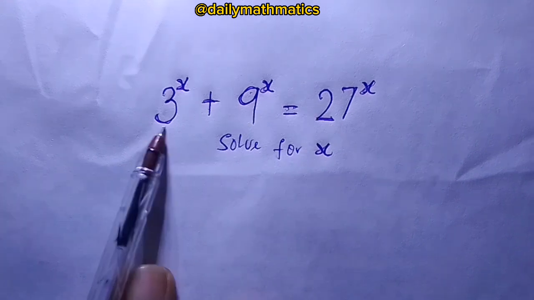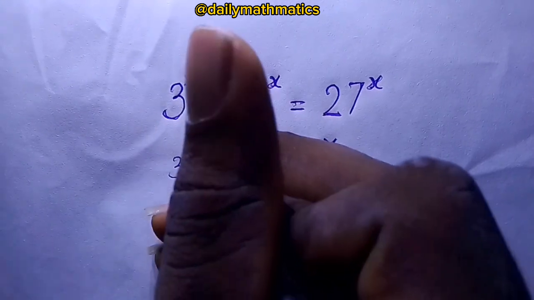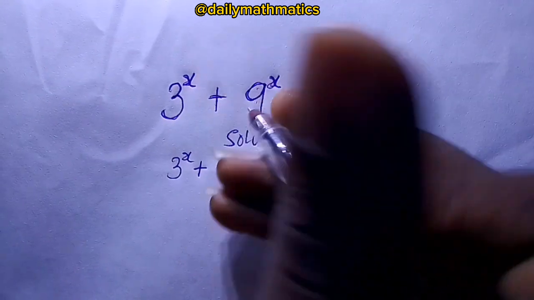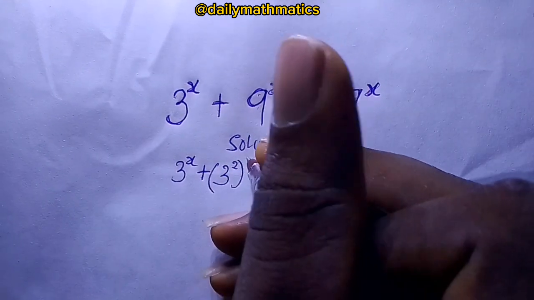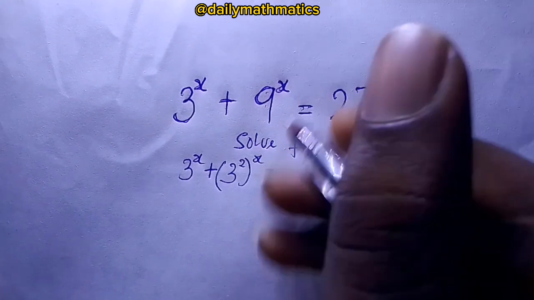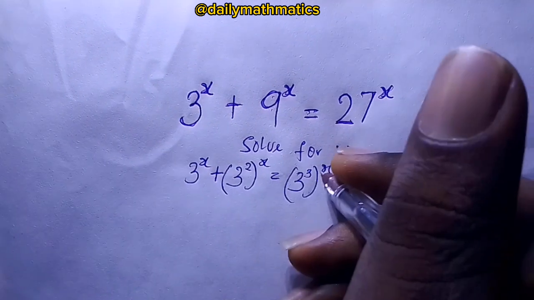So from here we can see that in 3 raised to the power x plus 9, 9 is actually 3 raised to the power 2, right? Raised to the power x, and 27 is 3 raised to the power 3, right? Also raised to the power x.